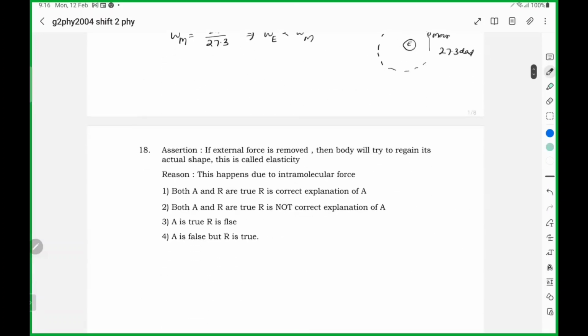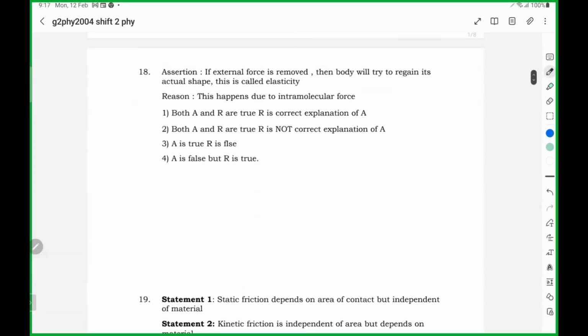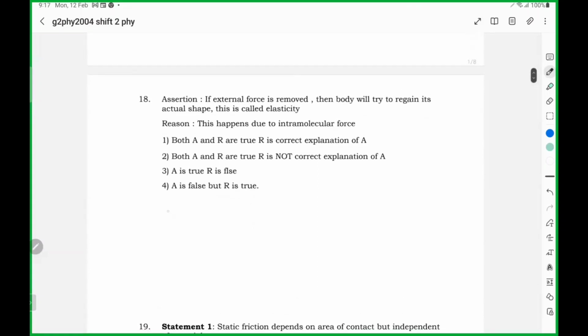Here, when an external force is removed, then the body will try to regain its shape. So this is just the definition of elasticity. When an external force is applied, after removal of the deforming force, if it regains its shape and size, we say it is elastic. Yes, since he mentioned it regains its actual shape, that's just a definition. Why it happens is because of intermolecular forces.